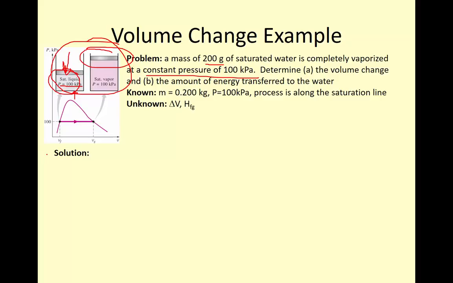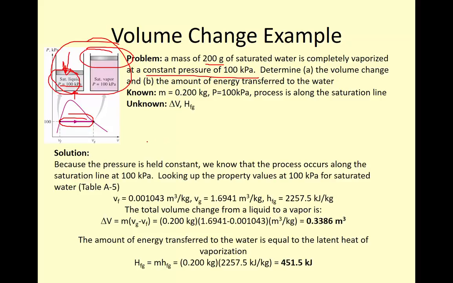And because it's a phase change process that's occurring along the saturated vapor line at a constant pressure, then we also know that the temperature is constant too. So let's just look at this solution. The pressure is held constant, and it occurs along this saturation line at 100 kilopascals as given in the problem. So we can go to the property tables for 100 kilopascals and look that up.